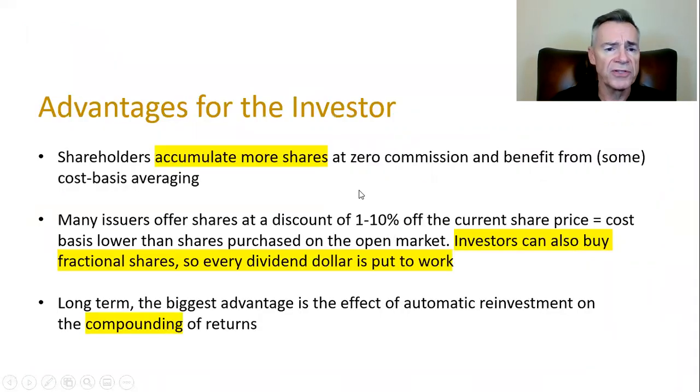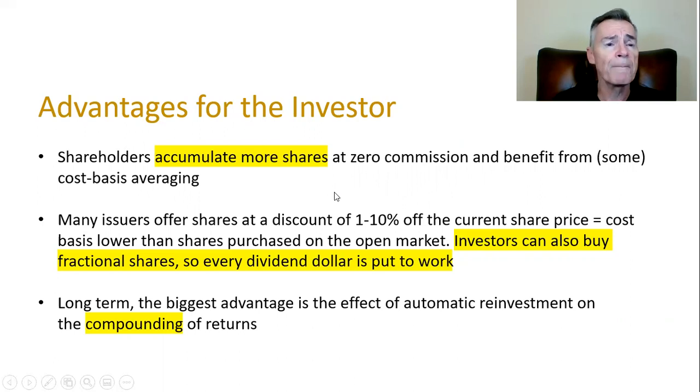Now, what are the advantages for the investor? So a couple of advantages here is, firstly, you're accumulating more shares, basically at zero commission because you're not doing a trade. And very frequently, these dividend reinvestment program shares are issued to you out of treasury. So it's not an open market buy. So there's no commission payable on any of those. And then, of course, you're benefiting from cost basis averaging.